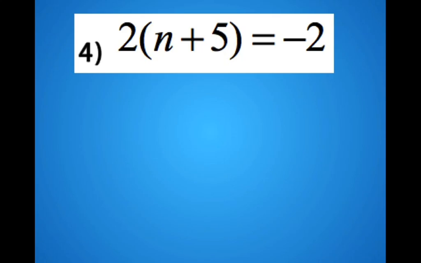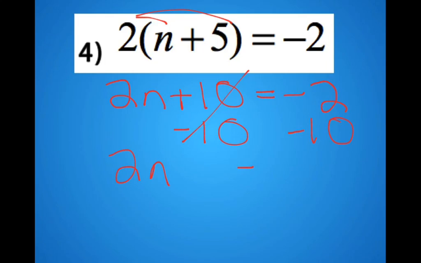We're going to be able to use a little bit of the distributive property here, so that would be 2n plus 10 equals negative 2. Then we're going to subtract 10, so that'll get rid of that positive 10. 2n equals negative 12, and then divide by 2. So n equals negative 6.